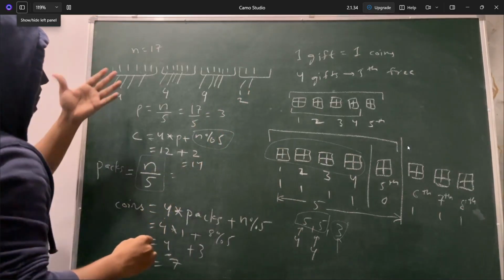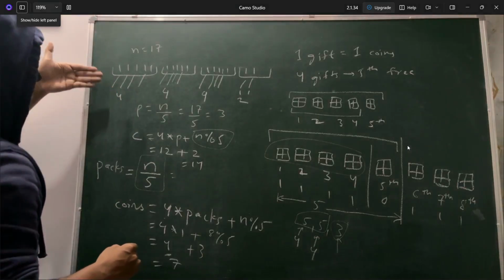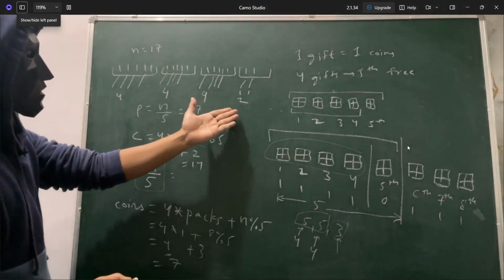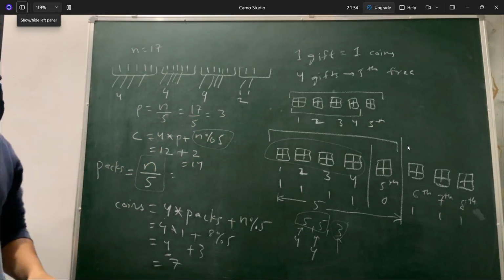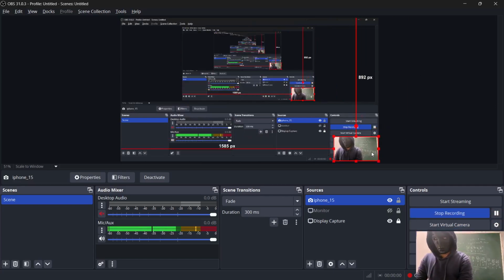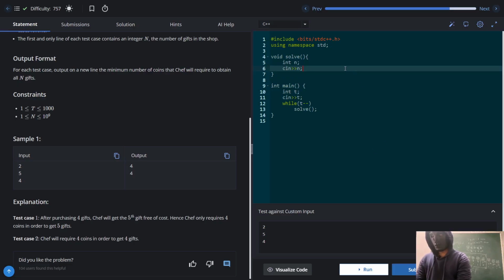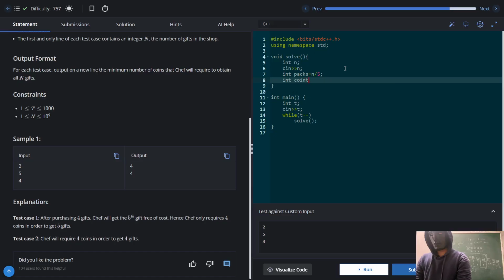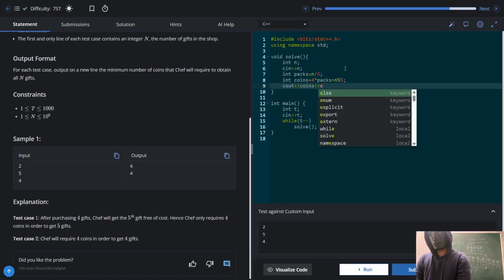So he'll be spending 14 coins, and you can see visually also, 4 coins he'll spend here, and 2 coins here. So it is 12 plus 2, 14, which is our answer. I think you guys got to know how to solve this and the formula derivation. So your packs will be n by 5, and your coins will be 4 into packs plus n modulo 5, and then we'll output coins.